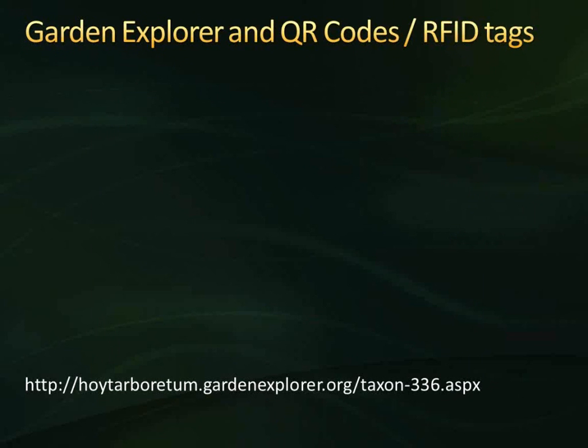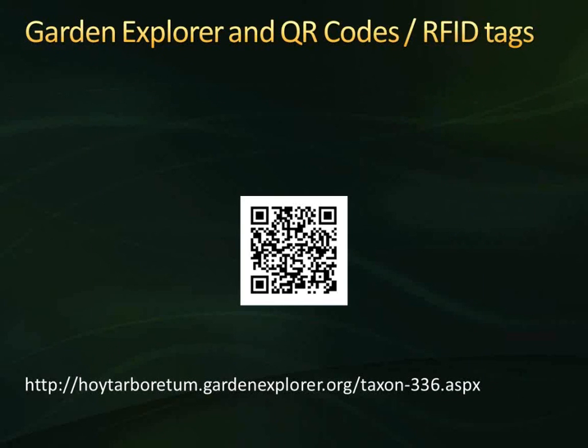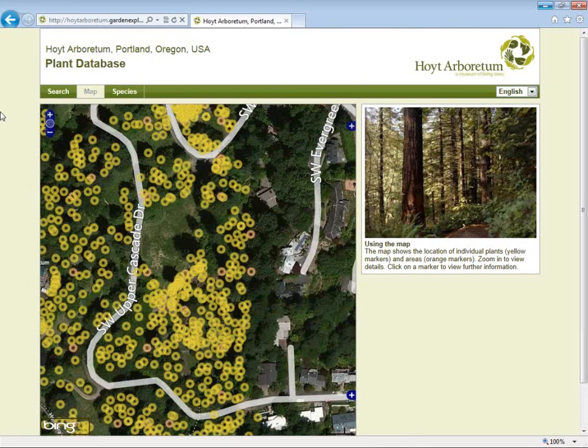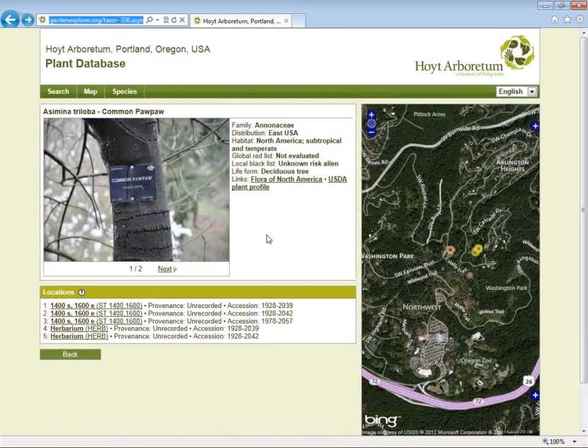Then I wanted to say a few words about QR codes and RFID tags. In front of you, you see a QR code, which you could put on as part of your plant labeling regime. This particular QR code will send you to this particular address that you see here, the Garden Explorer for Hoyt Arboretum. And if I scan that one, I can bring my example up again. I will be sent to this page.